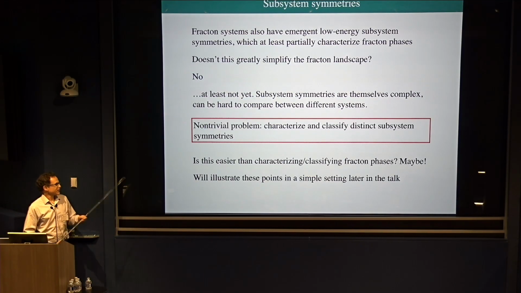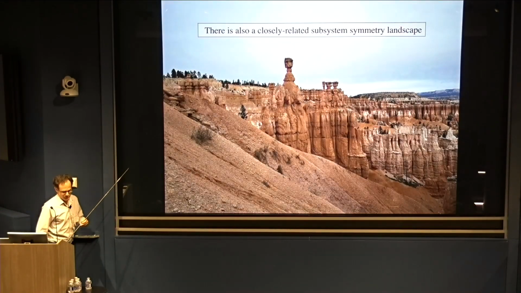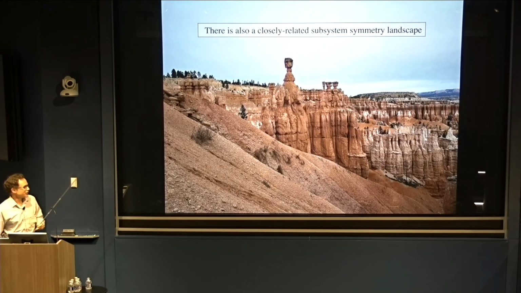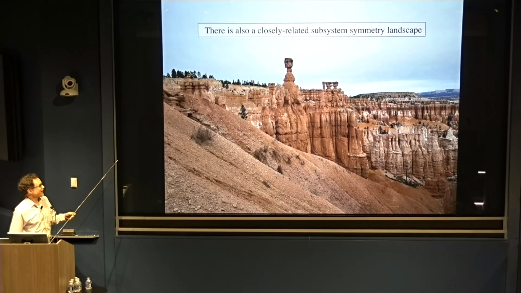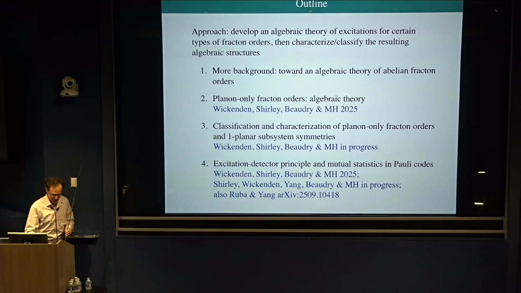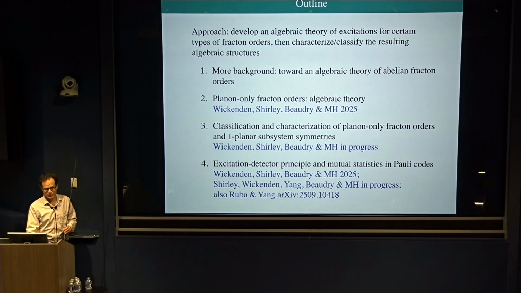So progress on this problem informs progress on the other side and vice versa. And so I'll illustrate this point in a simple setting later in the talk, but the bottom line is that there's another landscape, the subsystem symmetry landscape, and it's closely related. So this is also Bryce Canyon, but before it snowed. So maybe gauging is the snow. Okay, but again, it's a complicated landscape, which I think is beautiful, but I would not have been so sure a long time ago. So here's the outline of the rest of the talk.